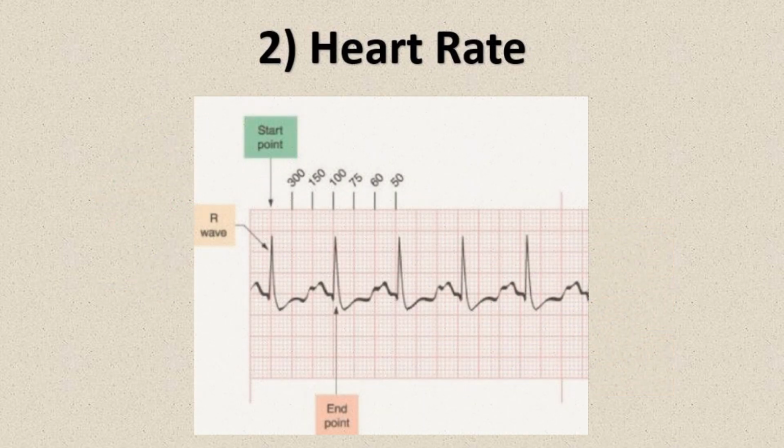We can also calculate the rate of a normal rhythm by counting each large box. As each large box passes without a QRS complex, the rate is lower. In this example, you can see that the second QRS occurs at the 100 mark to show that this patient has a heart rate of 100 beats per minute.